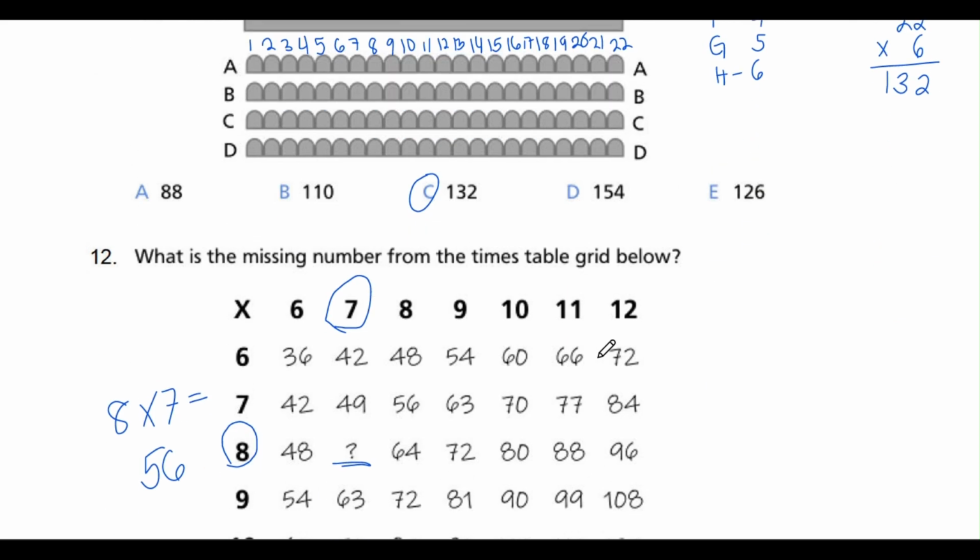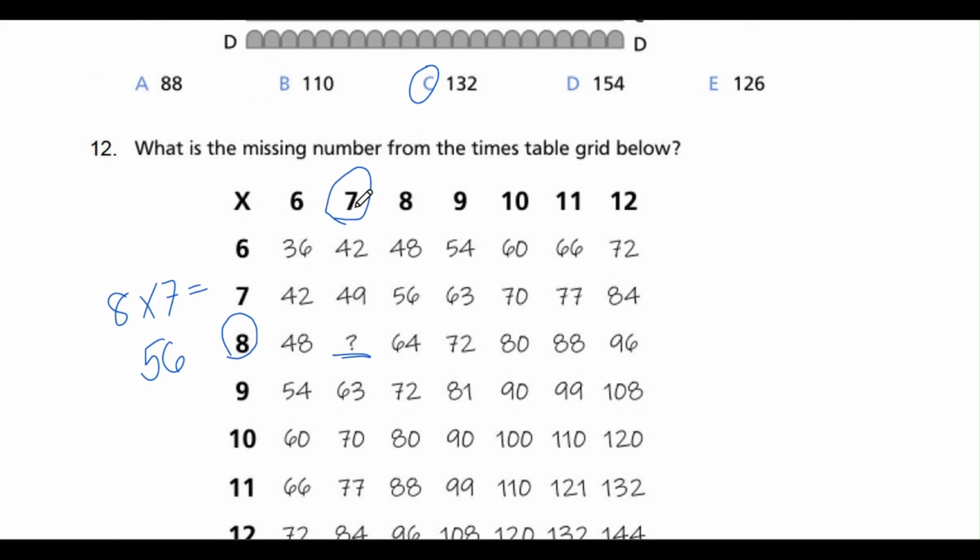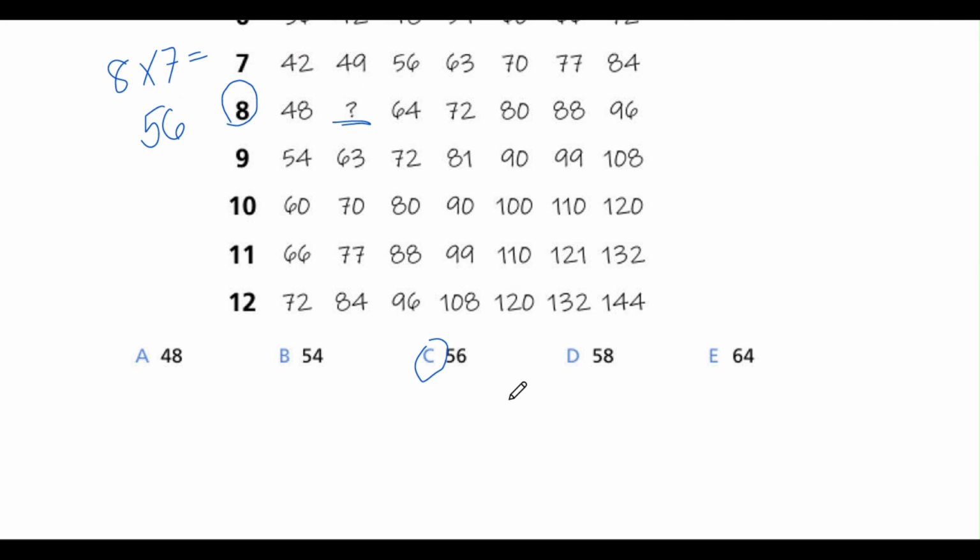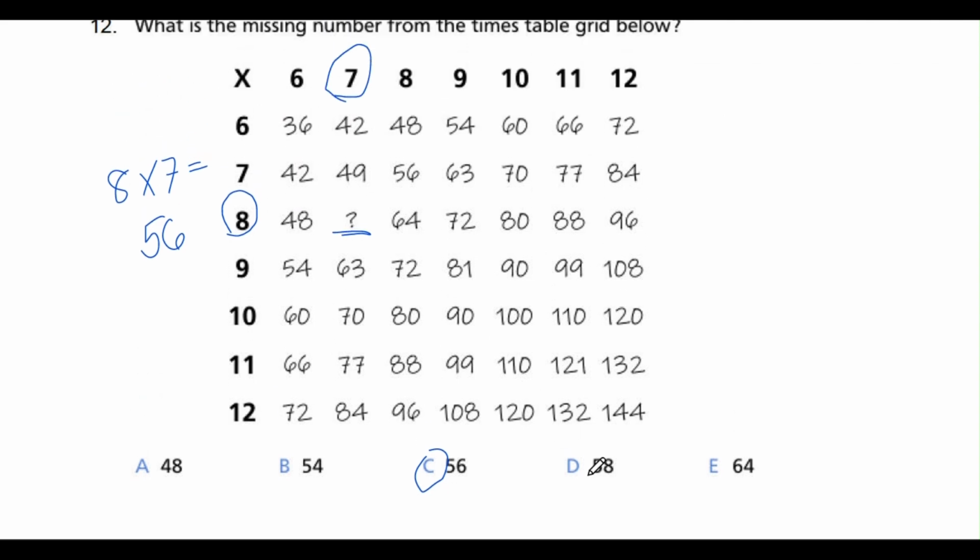Question 12. Okay, let's move on to question 12. What is the missing number from the times table grid below? Multiple choices. A is 48, B is 54, C is 56, D is 58, and E is 64. The answer is C, which is 56. Why not the other options? The other options are incorrect multiplication facts. They are close to the correct answer to catch those who are guessing or misremember their times tables. 48 is 8 times 6, 54 is 9 times 6, and 64 is 8 times 8.